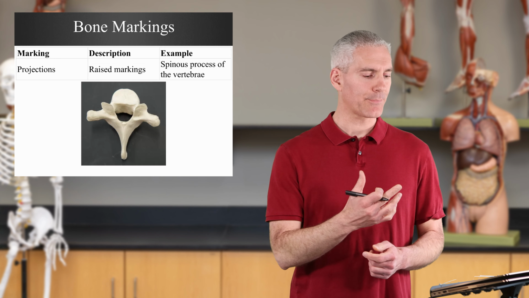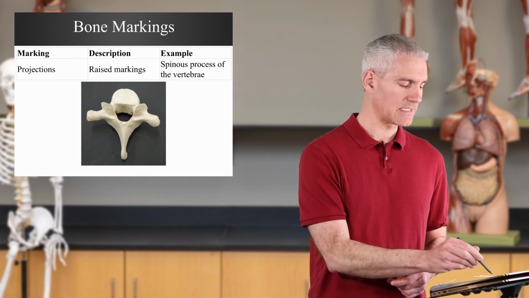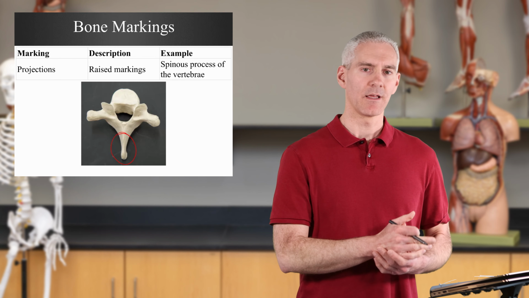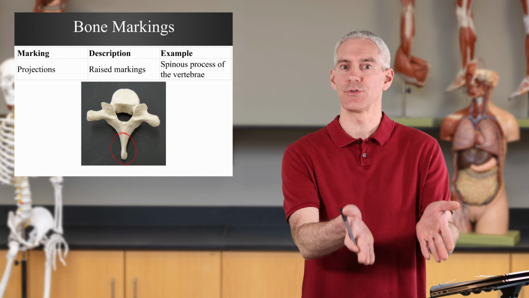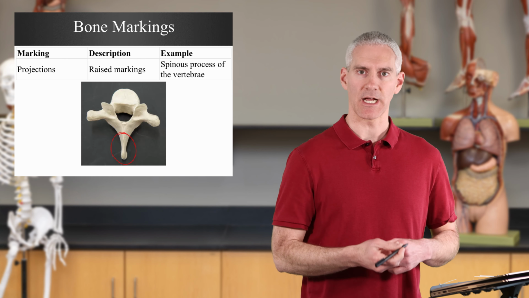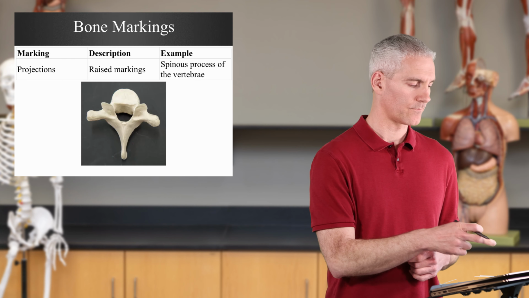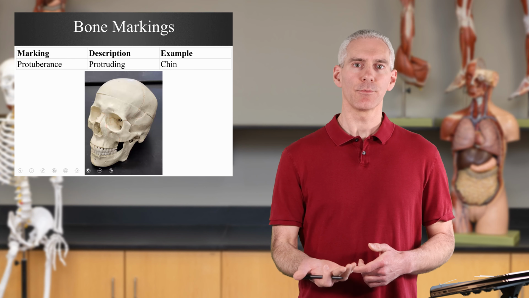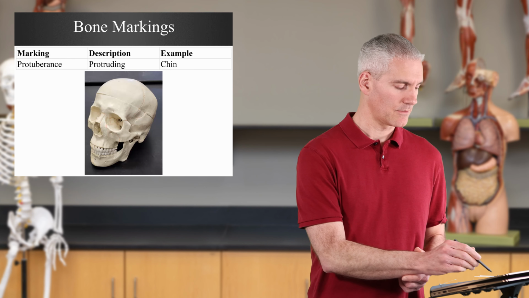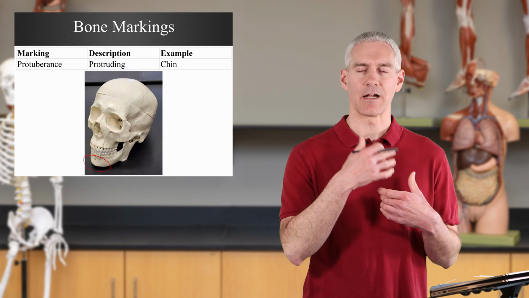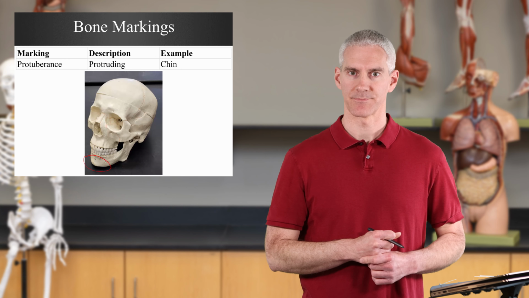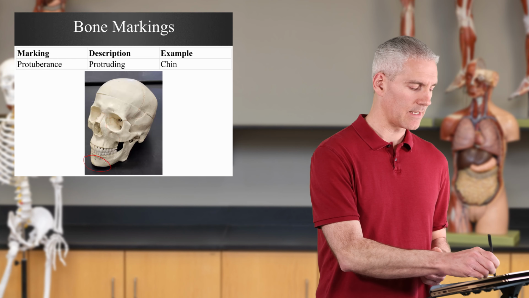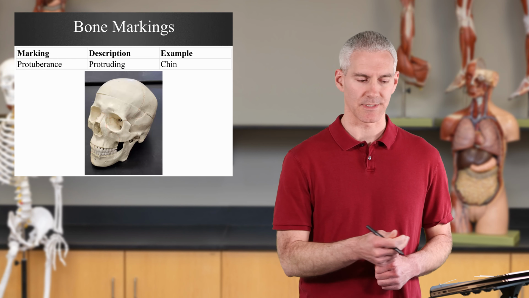Projections. A projection, in this case, is going to be the spinous process. It's a point coming off of a bone. So a raised marking or something protruding out is going to be a projection. Protuberance. Now a protuberance, in this case the chin, so you're looking down here, is sticking out a little bit. It has a mental protuberance. It's the point sticking out right down at the very bottom there. So the protuberance, or the mental protuberance.